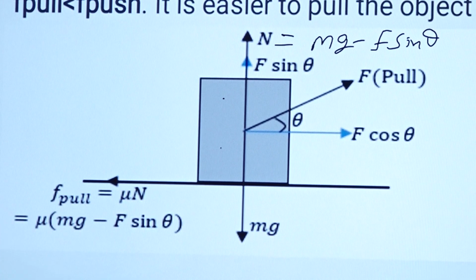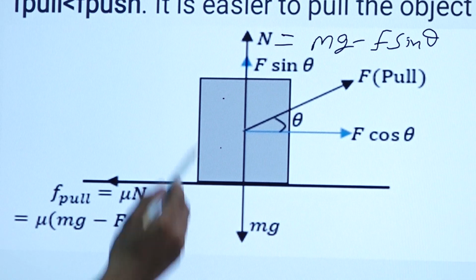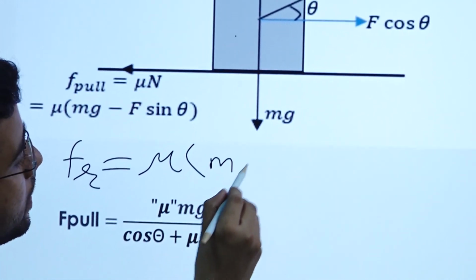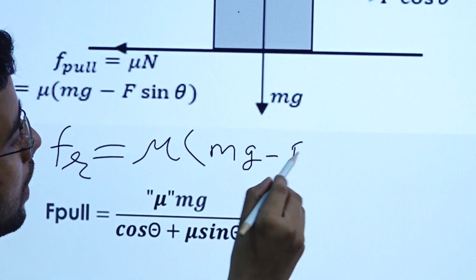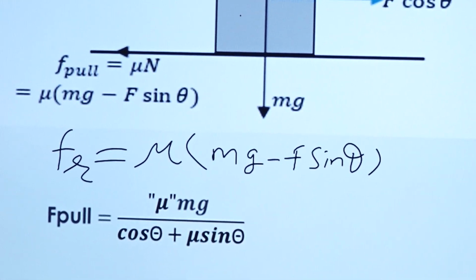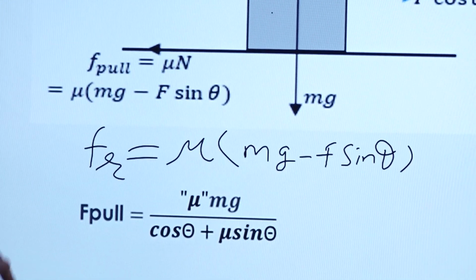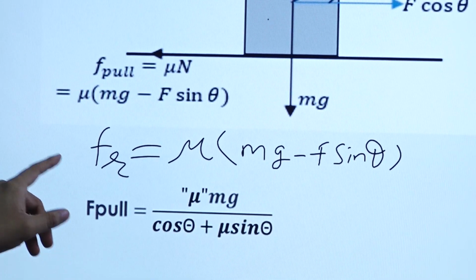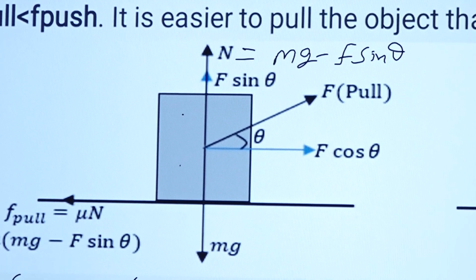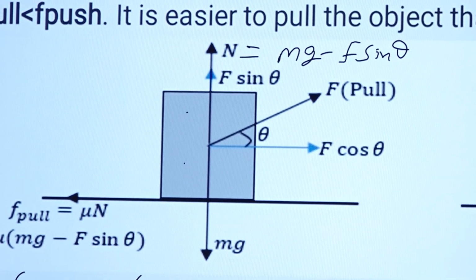Mg minus F sin theta means it is less, right? It is decreasing, it is lesser than mg. So if the normal force is decreased, then what you can say, friction force will be equal to mu into mg minus F sin theta. So this friction force is decreasing, right? So if friction force is decreasing, the pulling force will also decrease because friction is less. Okay.